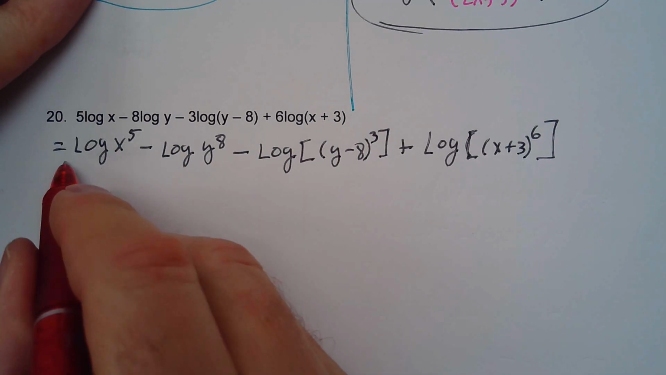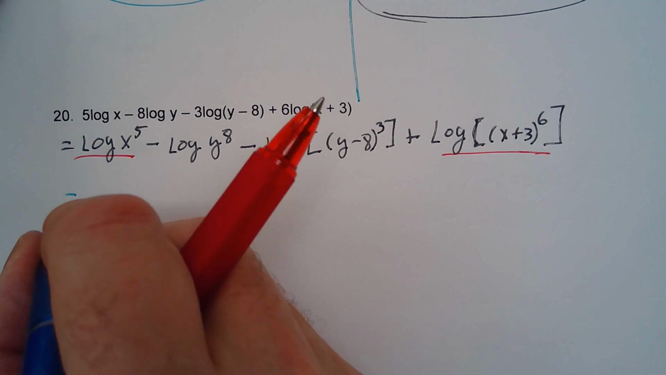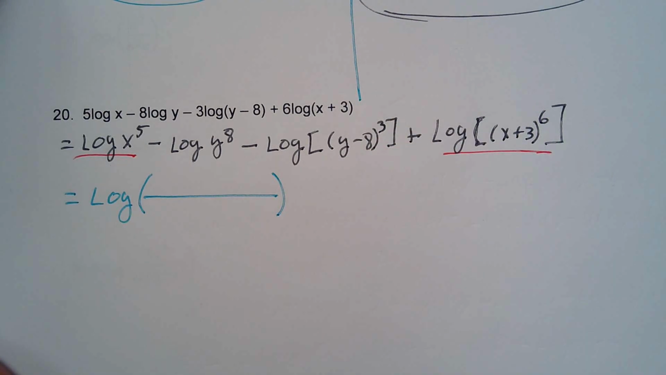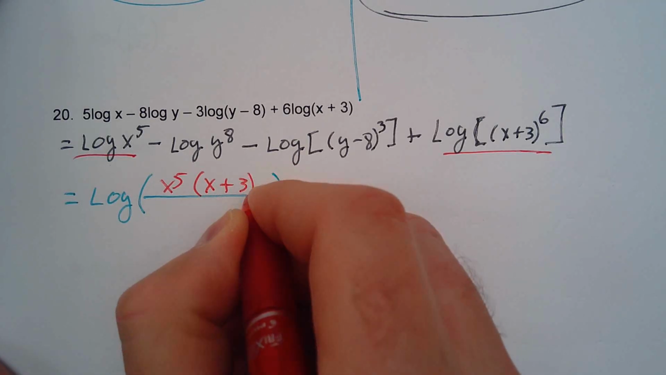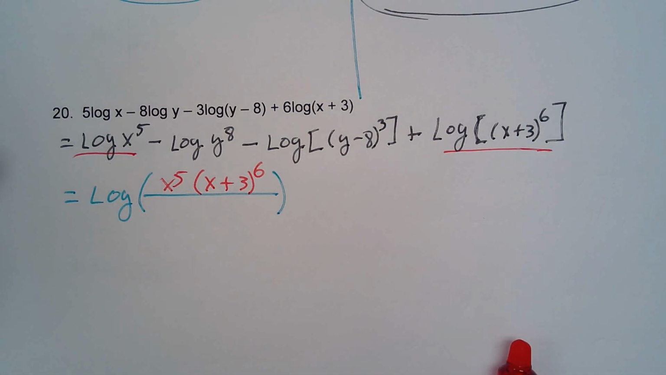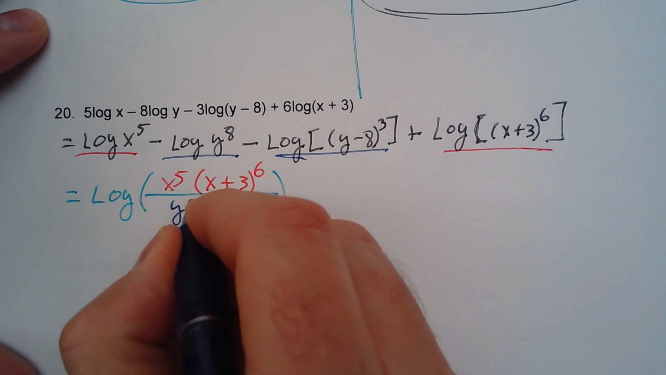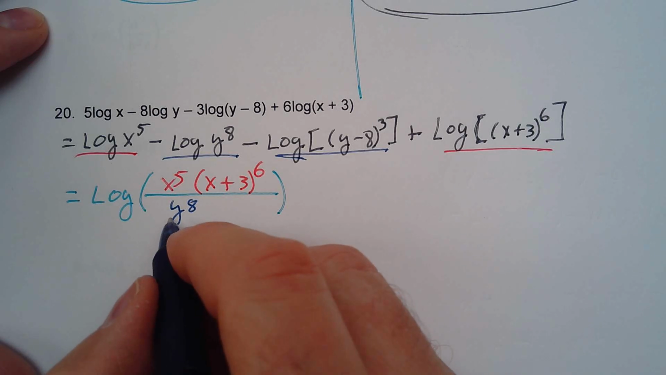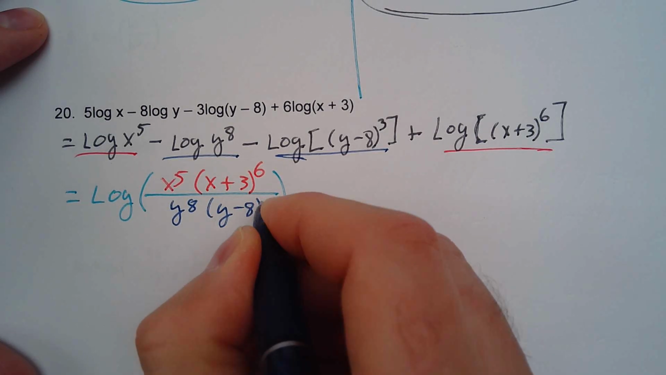And let's see, this and this are positive logs, so those factors are going to go in the numerator. So I'm going to have x to the 5th times x plus 3 to the 6th. And then these folks have negatives in front, so those factors are going to go on the bottom. And so we'll write that as y to the 8th times y minus 8 to the 3rd down in that denominator.